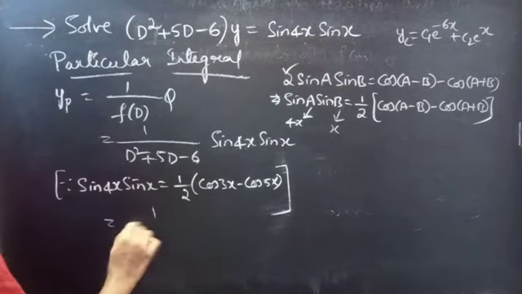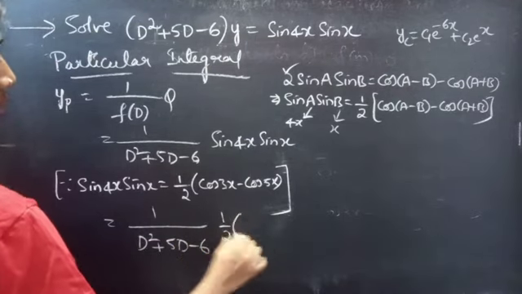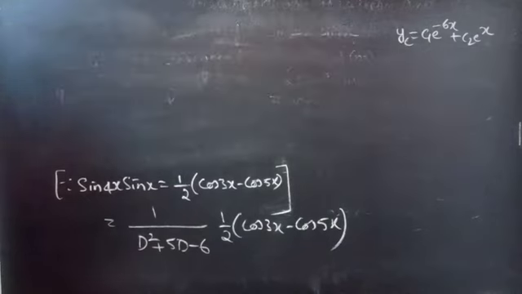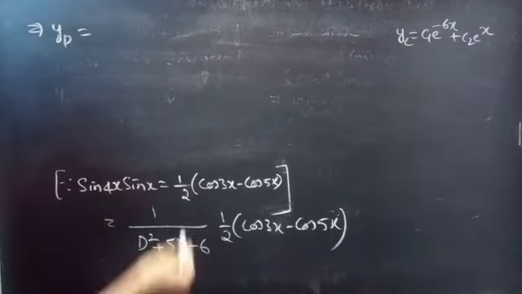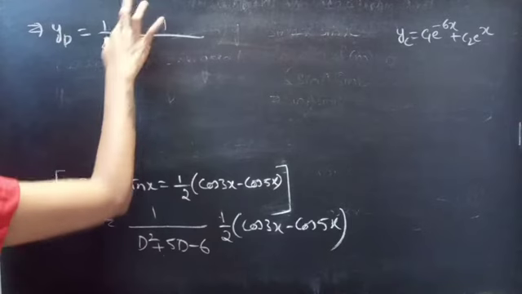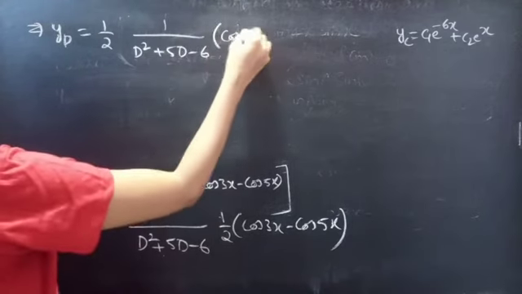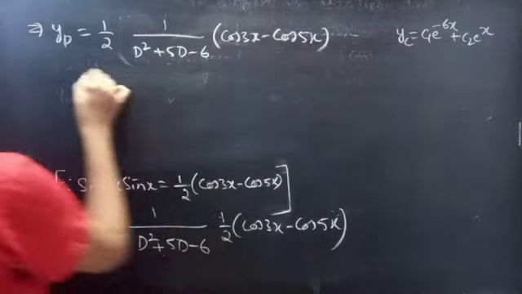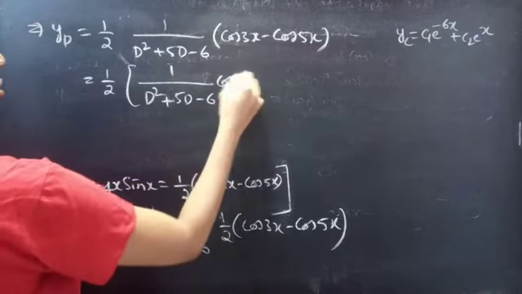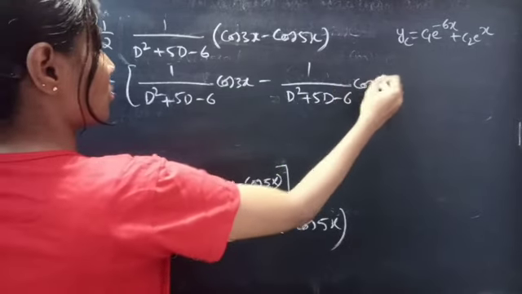then this becomes 1 by f of D into Q, replace Q by 1 by 2 into (cos 3x minus cos 5x). Then we can write yp as 1 by 2 into 1 by f of D into (cos 3x minus cos 5x), which is equals to 1 by 2 into [1 by f of D into cos 3x minus 1 by f of D into cos 5x].